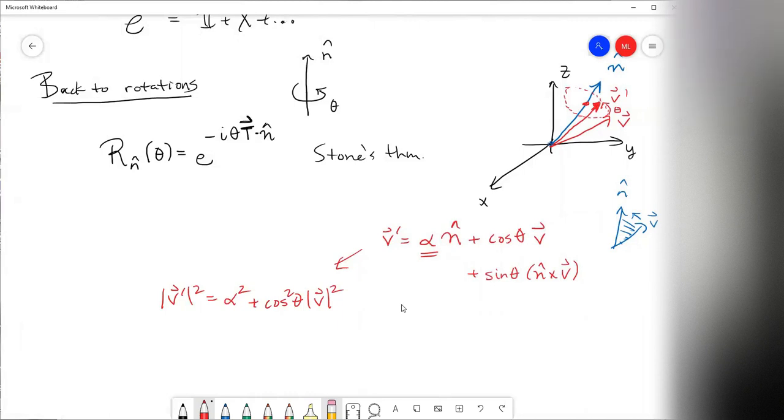There will be a cross term between this guy and this guy, so there will be a 2 alpha cosine theta n hat dotted into V. And this last guy is mutually perpendicular to V and n hat, so if you dot it into these, that just gives you 0. So you just have this term squared, so you have sine squared theta. Then if you take the magnitude squared of a cross product, you get the following: V squared times 1 minus n hat dot V hat, the direction along V, squared. These are just vector identities. So that's what you get.